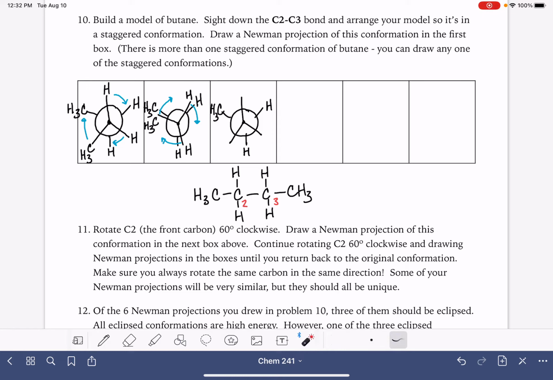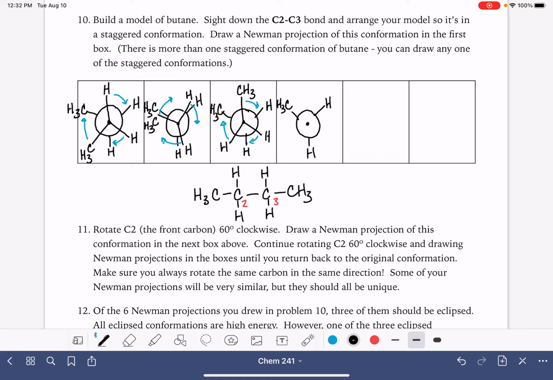And then for the front carbon, I'm going to start by taking this methyl group that I rotated 60 degrees. So the methyl group is now up here on top, and the other two are hydrogens. We're going to rotate the front carbon another 60 degrees clockwise. And we'll start by drawing the back carbon, since we're never making any changes to that back carbon. Getting kind of tired of drawing these jammed up methyls.